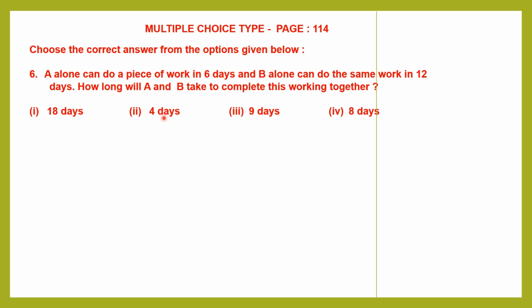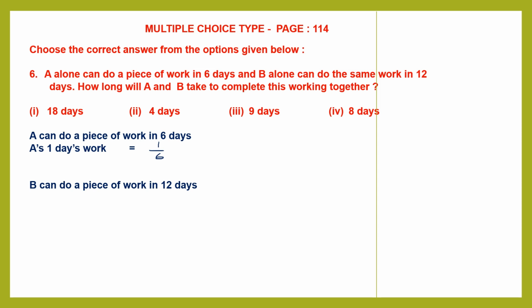So let's begin by saying A can do a piece of work in 6 days. This is given to us. So A's 1 day's work will be 1 by 6. Similarly, B can do a piece of work in 12 days. So B's 1 day's work will be 1 by 12. So now we know A's 1 day's work and B's 1 day's work. Now together, how long will they take to complete this?